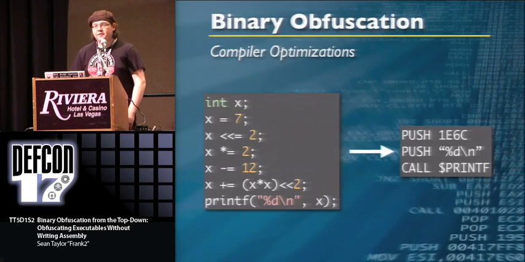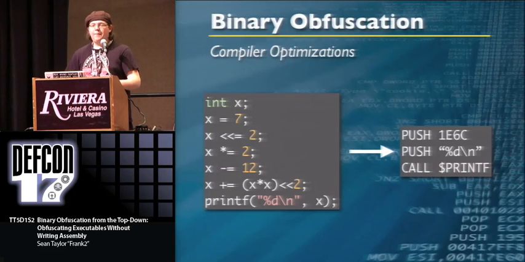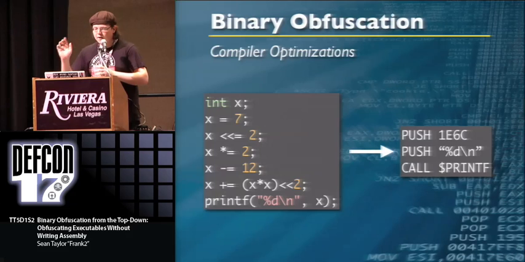No, it really doesn't. This is basically what the compiler is going to spit out. It's going to look at all those numbers and be like, let me do a little math. Okay, there's your number. So your compiler is going to say, hey, that's 1E6C. I'm not stupid. Don't mess with me.